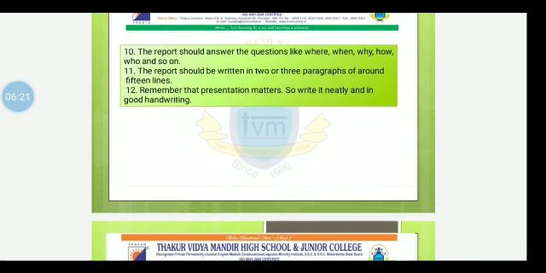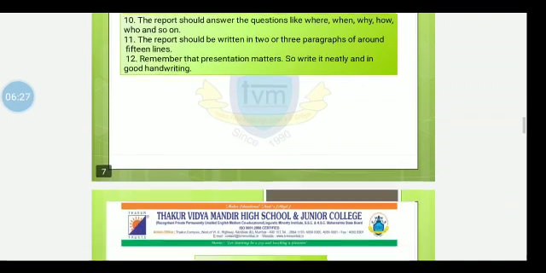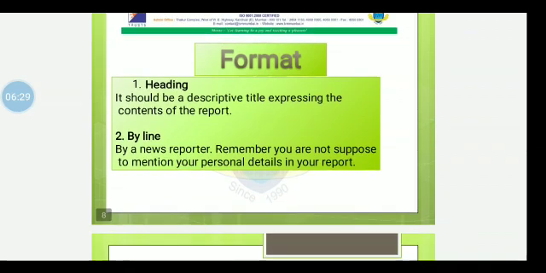Point number 12, remember that presentation matters, so write it neatly and in good handwriting. Format, what do we need? By way of format, first the heading or the headline or your title. It should be a descriptive title expressing the contents of the report. That means your title should let the reader know what the report is about.